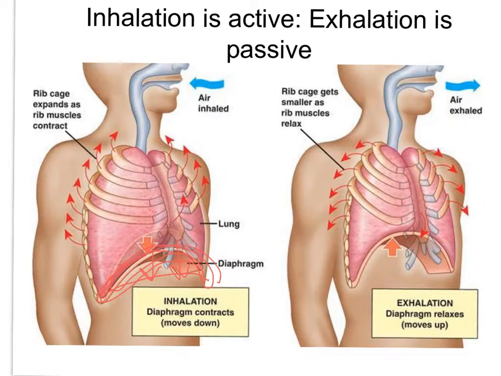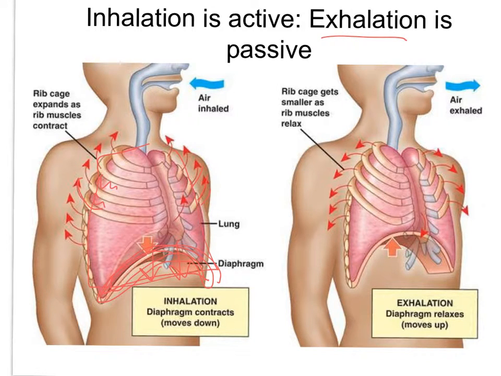When you breathe in, you also have intercostal muscles that contract, and they cause your ribs to kind of flare out, which also makes your thoracic cavity larger. And so air is basically going to move in because the pressure has decreased inside your thoracic cavity. So air is moving in.